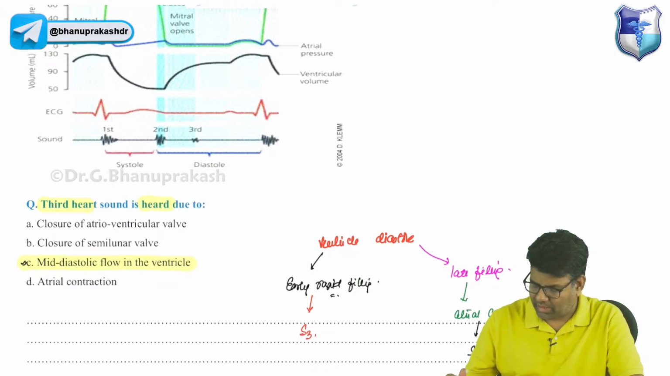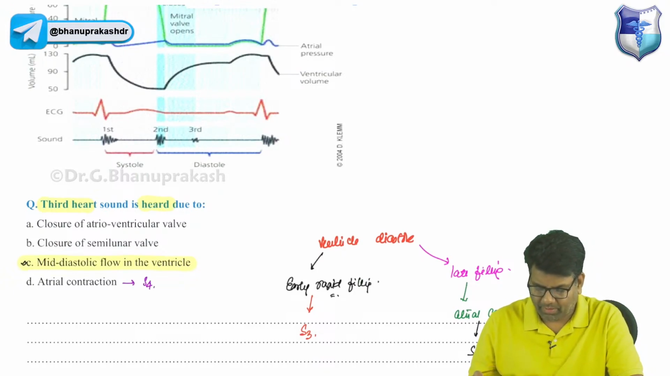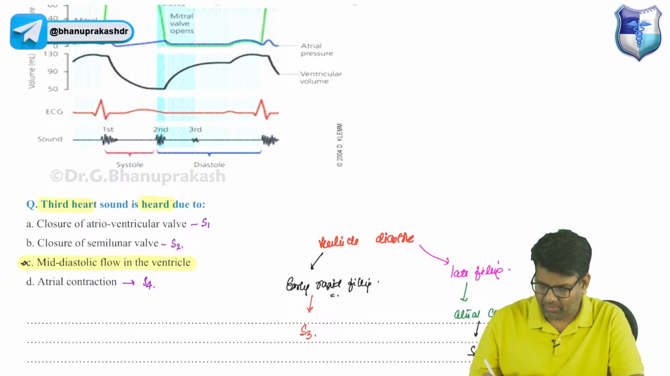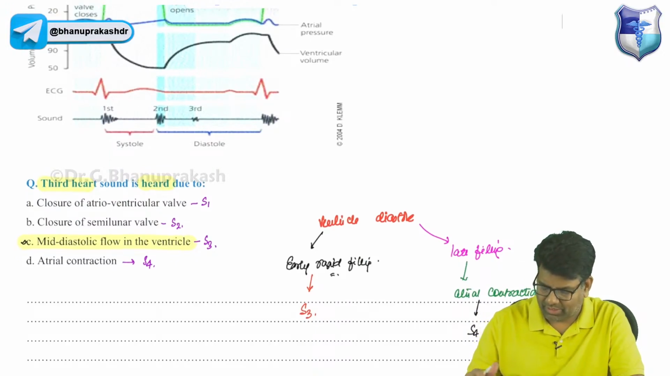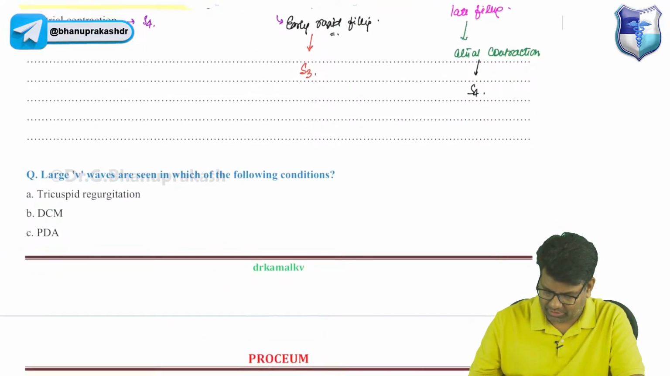And atrial contraction will give you S4. Clear? This AV valve closure is S1, semilunar valve closure is S2. Right? Remember it, something like this sequence. I guess everyone is clear in this. So the third heart sound is the early rapid filling phase of ventricular diastole.